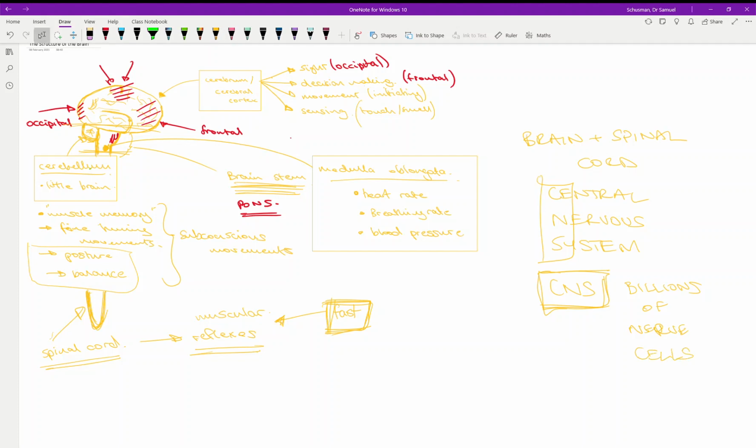You do have other nervous systems. You've got your peripheral nervous system, which would be the nerves that go to your muscles, and you also have the nervous system that controls your gut, which is known as your enteric nervous system. But this is the nervous system that I want you to know. And as I said, everything in yellow is stuff that you need to know. So please do feel free to learn it and engrave it on your mind.